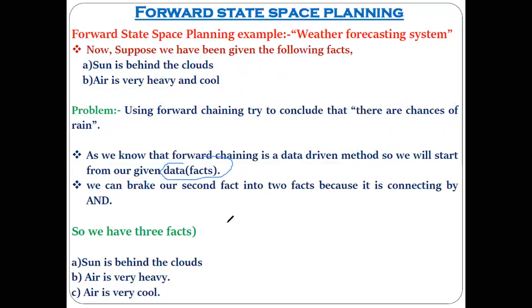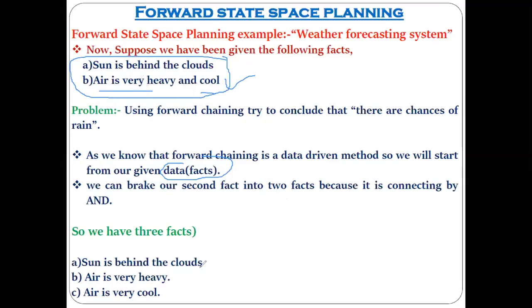Understood? Now, what facts have we been given? We have been given these facts: the sun is behind the cloud, and the air is very heavy and cool. Now, these two facts are given. Now we'll try to simplify these two facts.